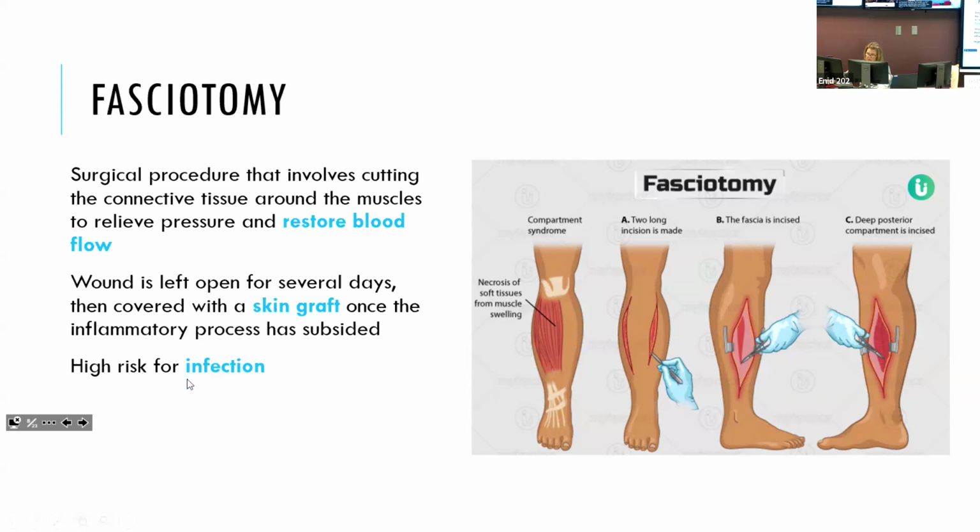Super high risk for infection. So if you're leaving an incision open for several days, which is covered with sterile dressing, infection, super high risk.